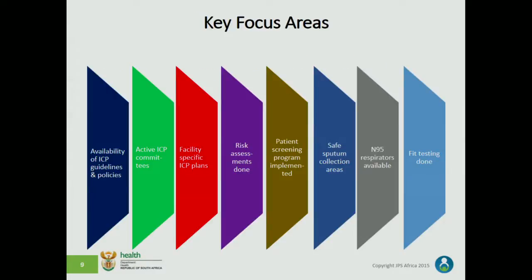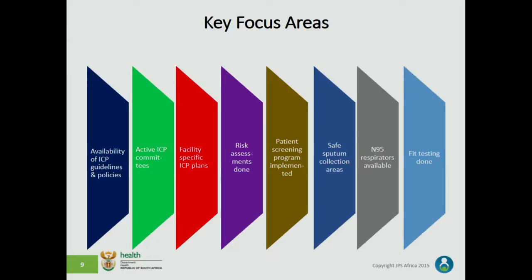infection control. So the key focus areas that we looked at were the availability of ICP guidelines and policies, and active ICP committees. I'm saying active, not just committees, because what we did was that you need to have, at least in the last month, seen the minutes, and airborne infection control must be part of that. Then facility-specific ICP plans, and it had to be visible. Risk assessments done in at least the last 6 to 9 months.